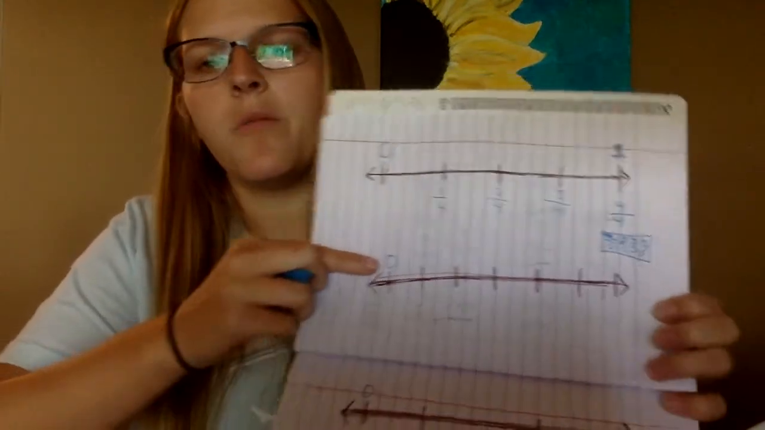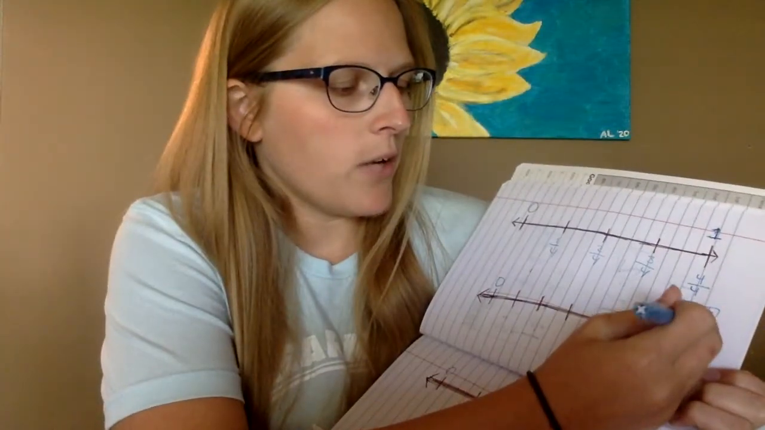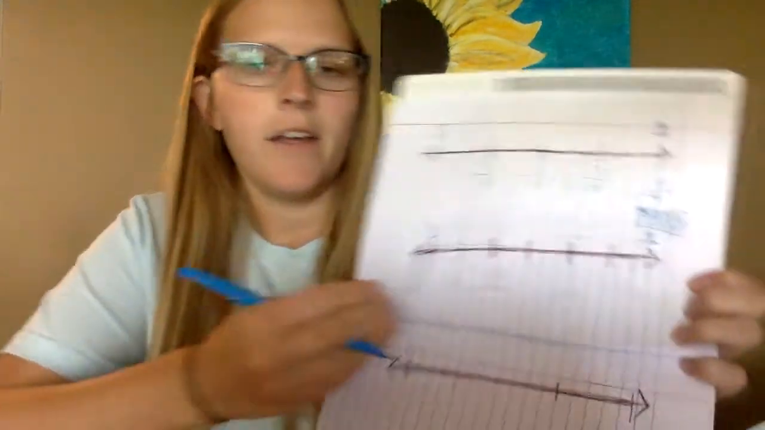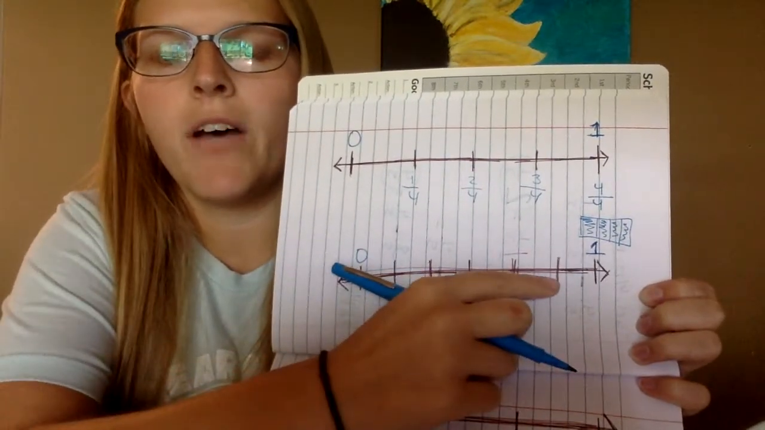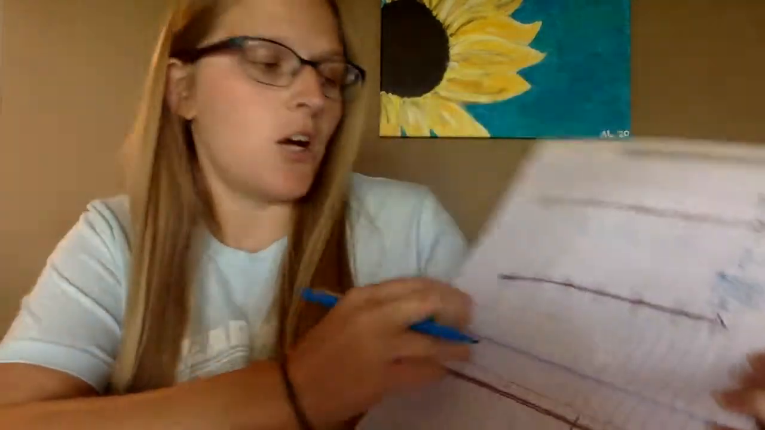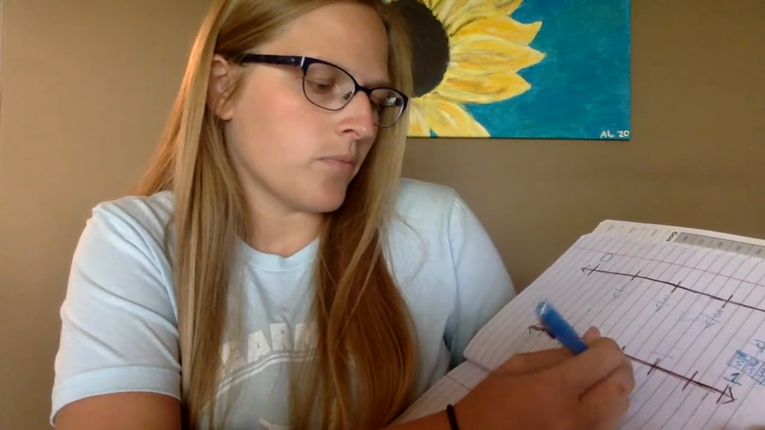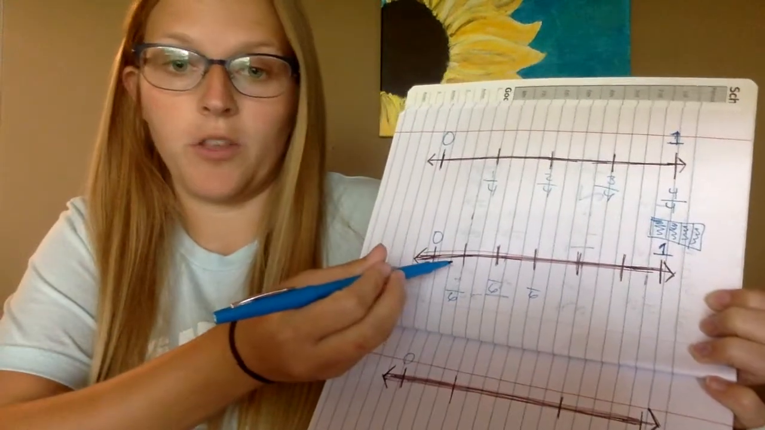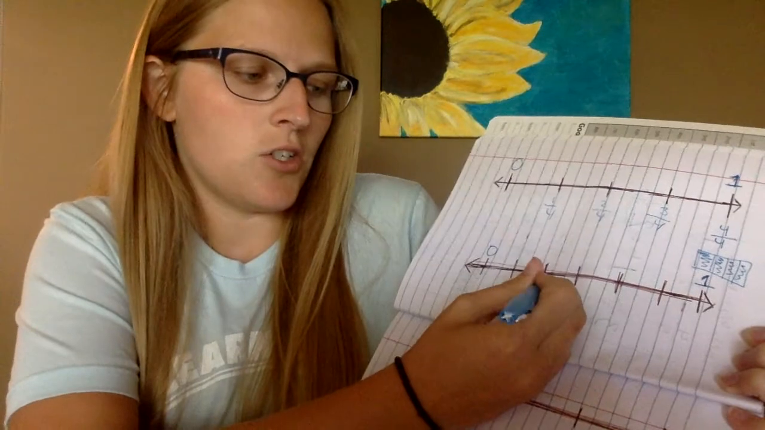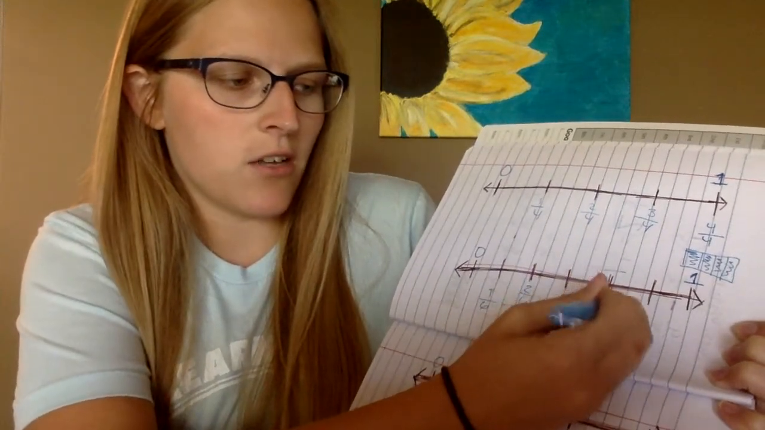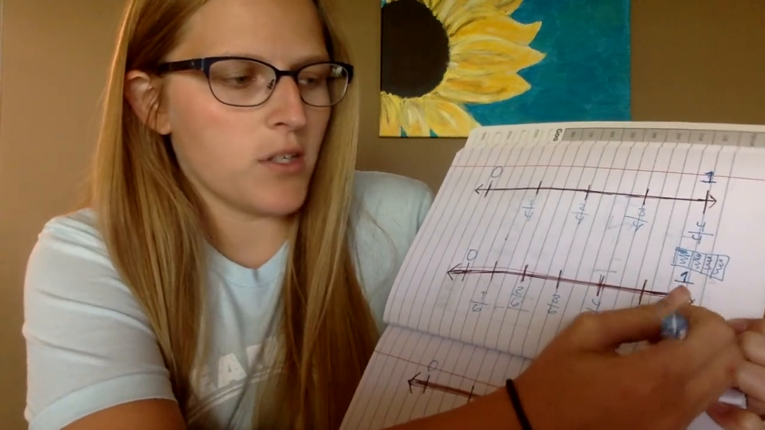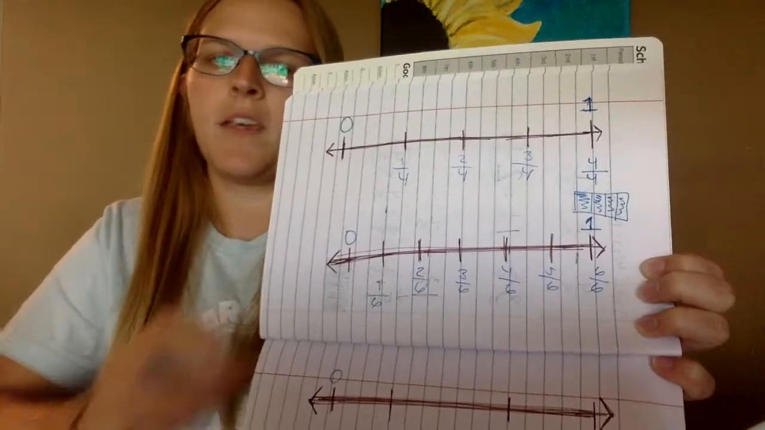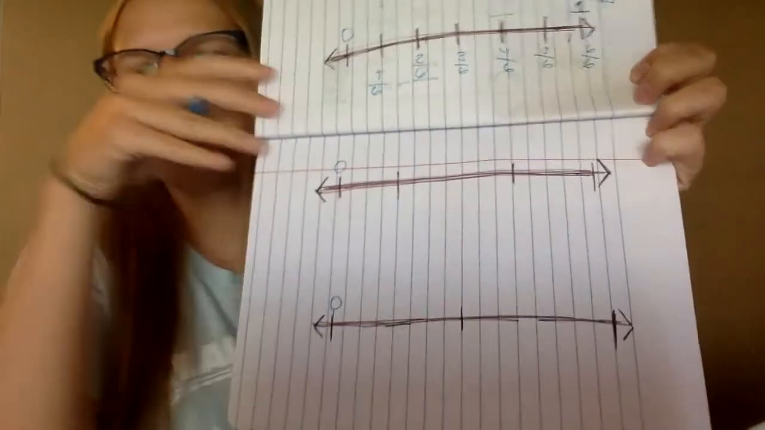So again, this is 0. This one has got to be 1 whole, big number 1. And then I count the dashes in the middle: 1, 2, 3, 4, 5, 6. Okay, so I know the denominator is going to be 6. So then I can just start going in order. This would be 1/6, 2/6, 3/6, 4/6, 5/6, and of course our whole number is 6/6. Okay, let's look at these last ones.